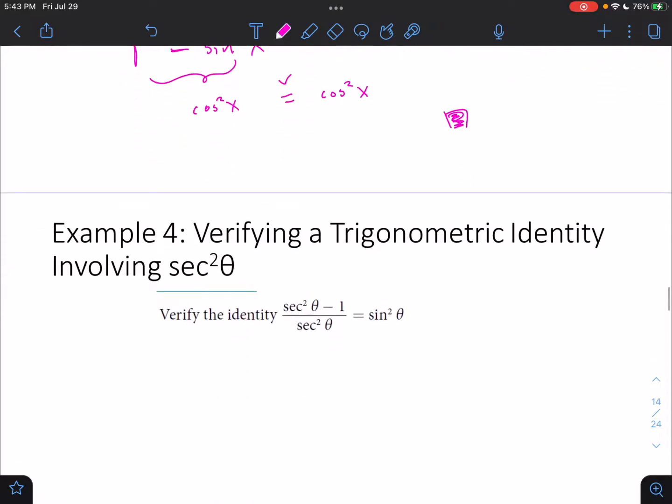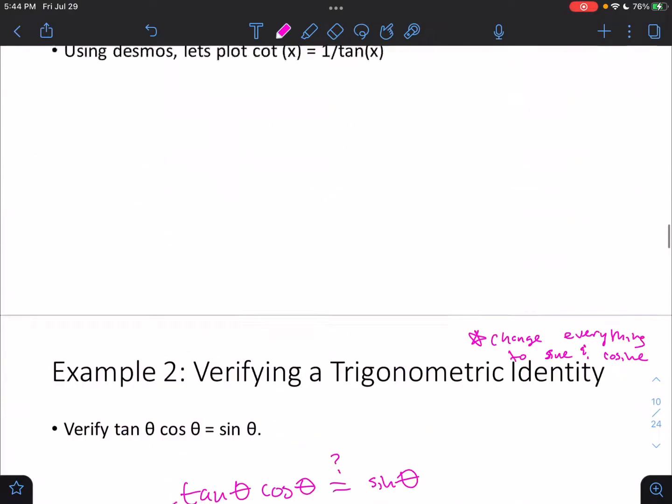Verifying a trigonometric identity involving secant squared. The fact that it has secant squared, I automatically think, oh, I've seen that in one of my trig identities. So let's see if I can use that. Secant squared theta minus 1 over secant squared theta. Is this equal to sine squared theta? Let me look at my trig identity for it.